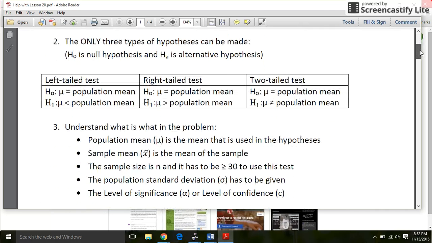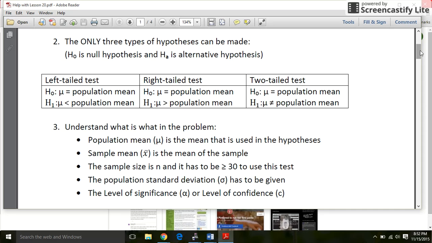So let's talk about the three types of hypotheses that can be made, okay? H0 is the null hypothesis, and I have HA here. It's also H1. For Ecore, the book we use, it's H1. I've also seen it used as HA. So for us, let's use H1 so we don't confuse you. You have a left tail test, a right tail test, and a two-tailed test. The big deal about this is in your alternative hypothesis, the only things you can have is the less than symbol, the greater than symbol, or the not equal symbol.